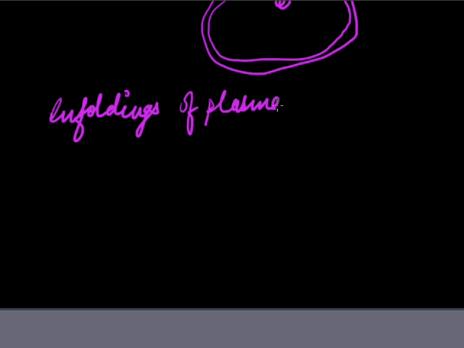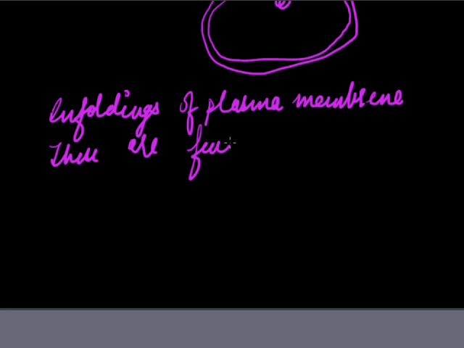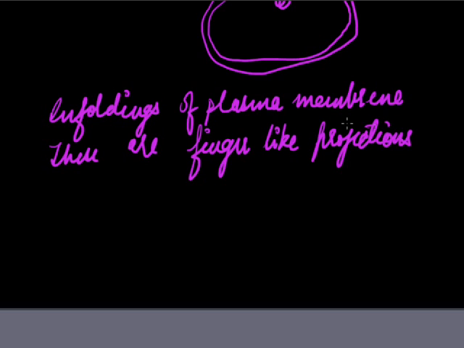So just write down what mesosomes are. These are infoldings of the plasma membrane. These are finger-like projections that help in cell division.